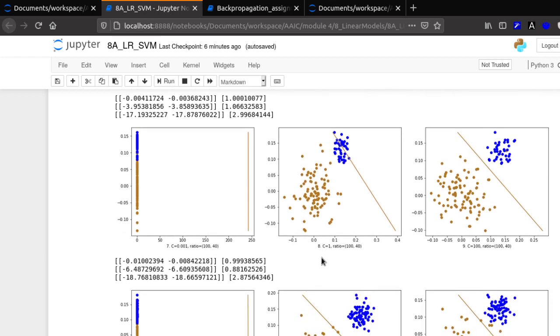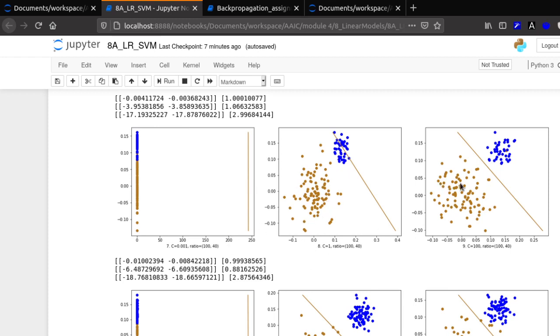Now moving to the next set, where we have the value of c equal to 1 and the ratio is the same, 10 to 40. It is separating half of the red points to the other side of the plane and half of the red points on the other side of the plane, but it's not doing good. We can't rely on this kind of model, but it's doing better than the previous one. So increasing the value of c, it's doing well.